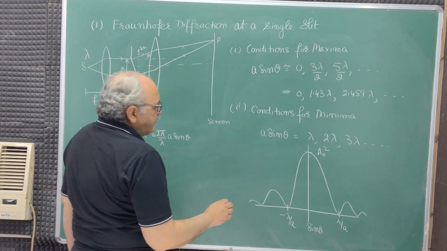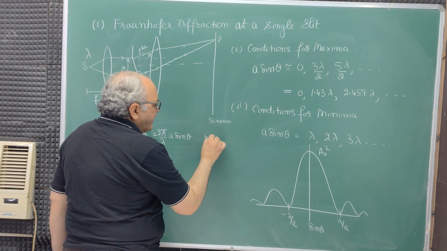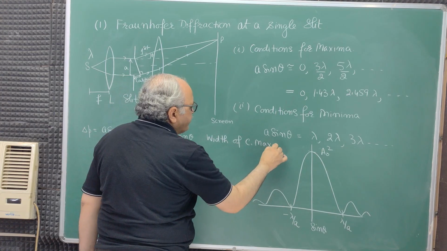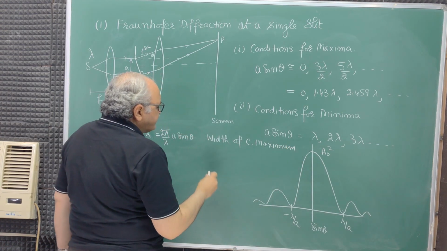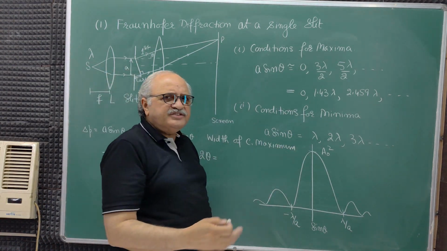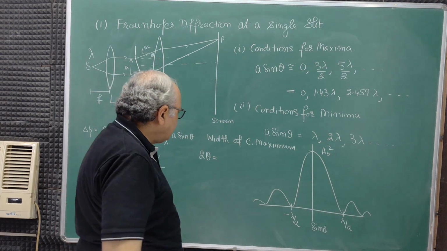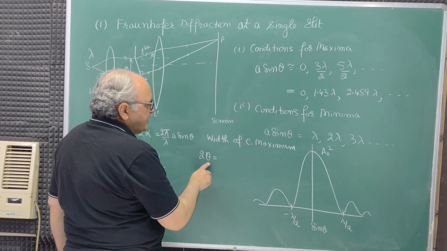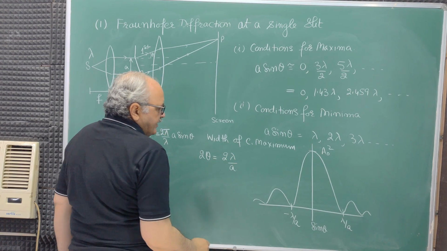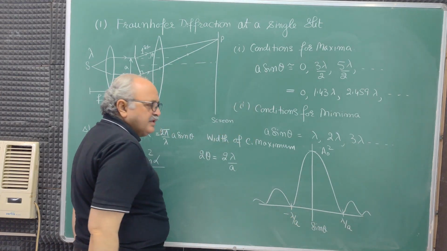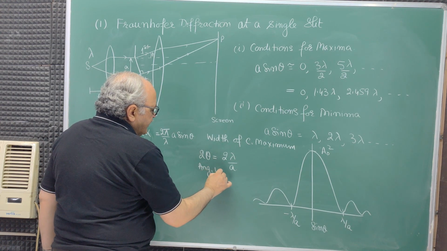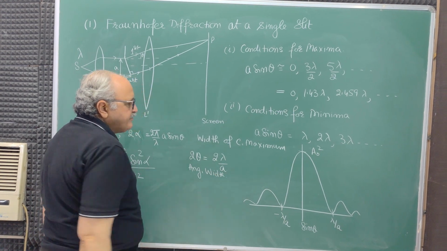In this case, sometimes they ask for the width of the central maxima. The width of the central maxima is basically 2 theta. If theta is very small, normally it is very small because the screen is kept at a large distance, in that situation, you can treat this to be equal to twice lambda by a. That is the lambda by a on this side and lambda by a on this side. So sometimes this is called the angular width of the central maxima.